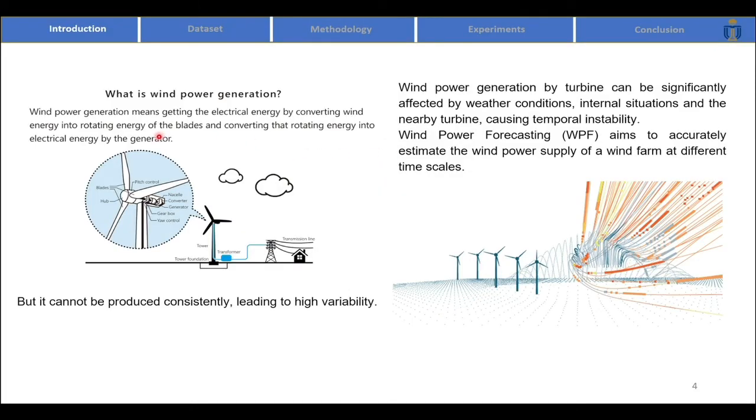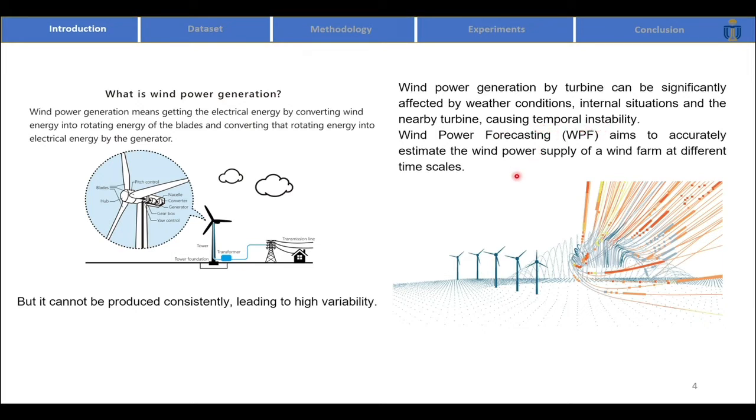Wind power generation means getting electric energy by converting wind energy into rotating energy of the blades, and converting that rotating energy into electric energy by the generator. However, wind power cannot be produced consistently because the generation process can be significantly affected by many factors like weather conditions, internal situations, and the nearby turbines, which cause high temporal instability.